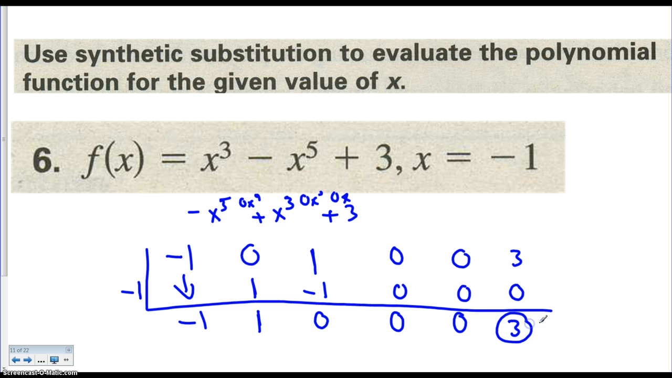So when I plug negative 1 into this function, I will get a 3. What I want you to do is to try the next two, and we'll talk about them in class.